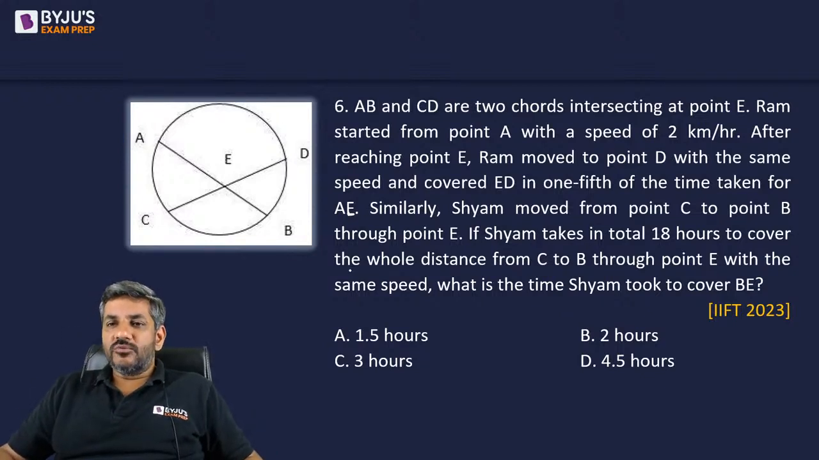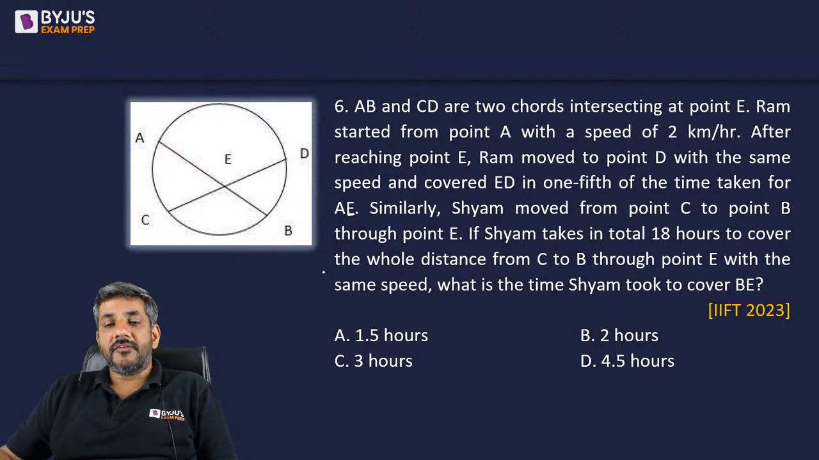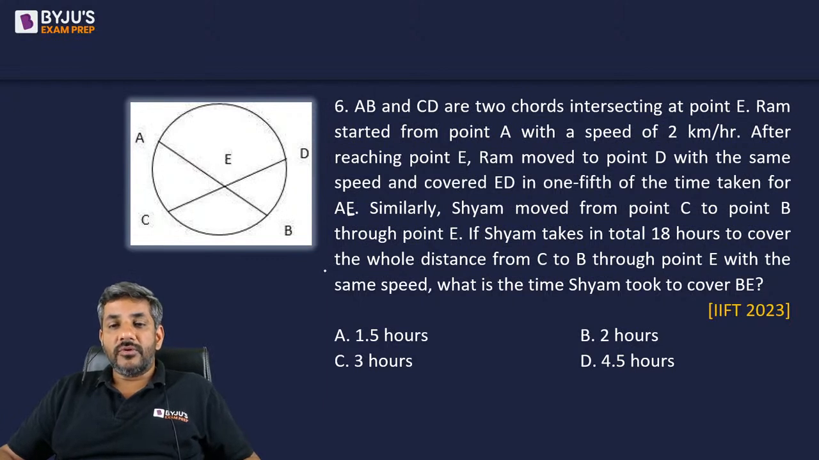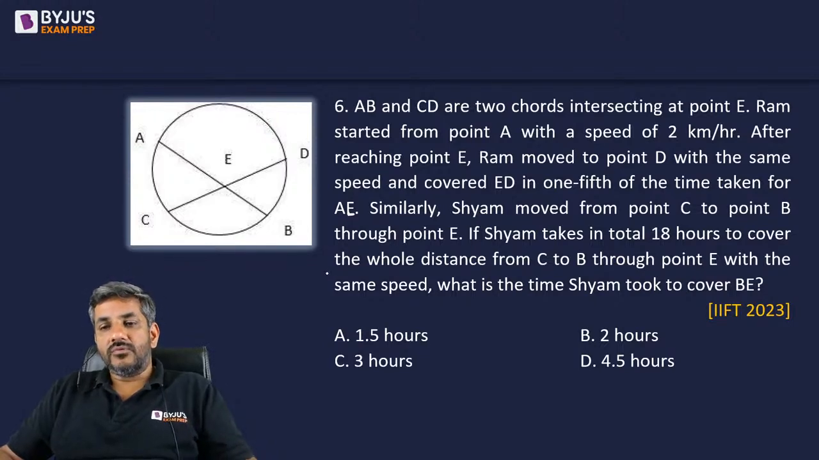AB and CD are two chords intersecting at point E. Ram started from point A with a speed of 2 km per hour. After reaching point E, Ram moved to point D with the same speed and covered ED in 1/5 of the time taken for AE. Similarly, Sham moved from point C to B through E. If Sham takes a total of 18 hours, then what is the time taken by Sham to cover BE?